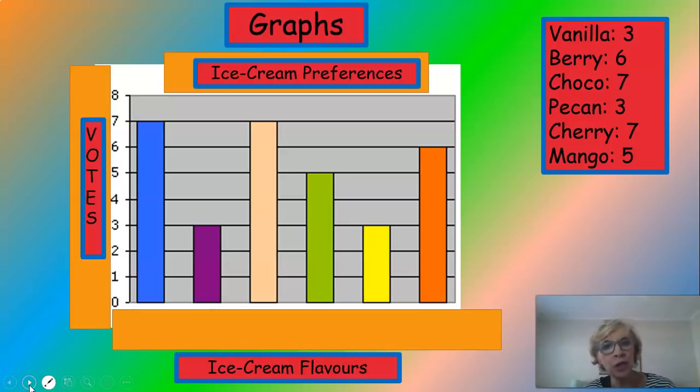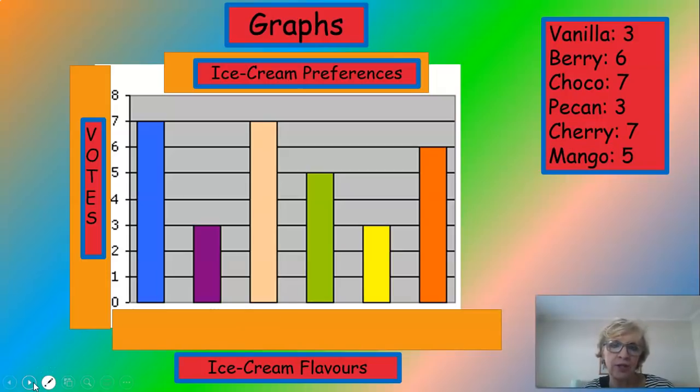Right, now what you're going to do for me today is have a look at this key here, which tells you what votes each ice cream flavor got. And you might notice that 2 flavors got 7 votes and 2 flavors got 3 votes. So I'm going to ask you to put these into the right places.